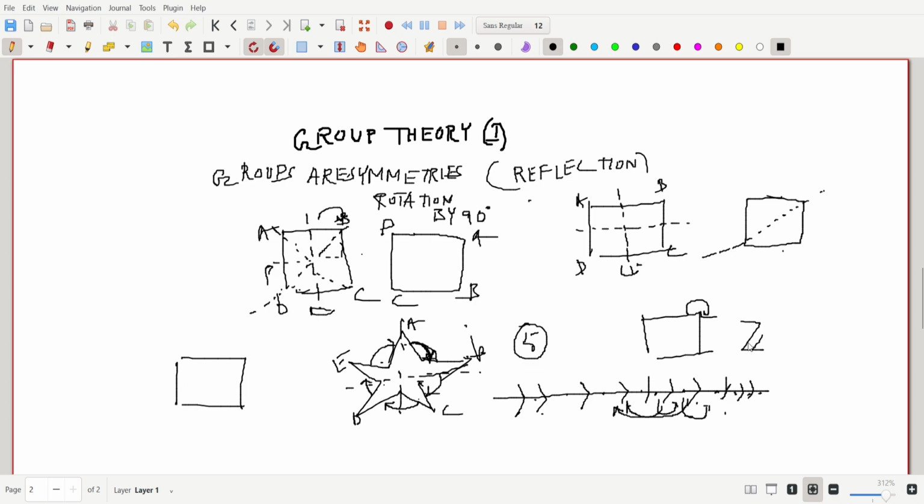Z means the integers. The set of integers is the set of symmetries of this. So the shifting is the symmetry, and the integer is how many units we are shifting.